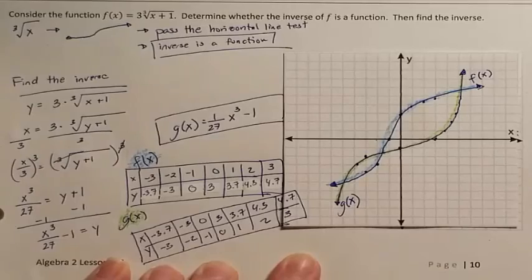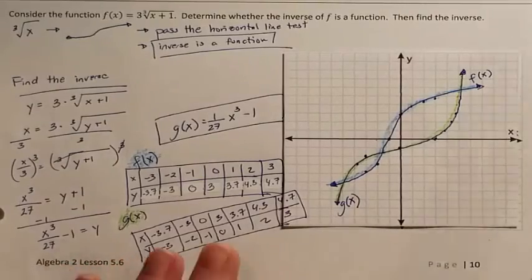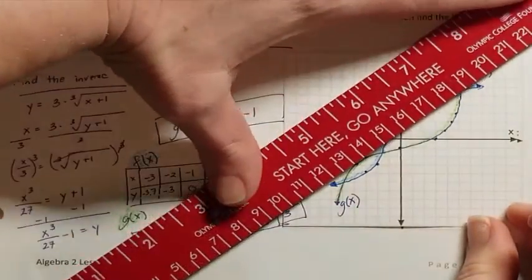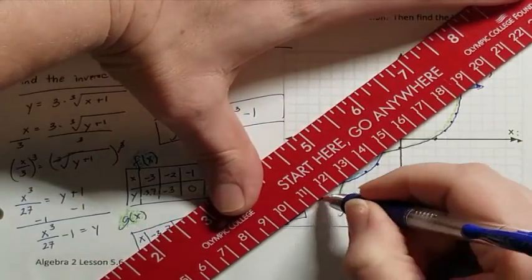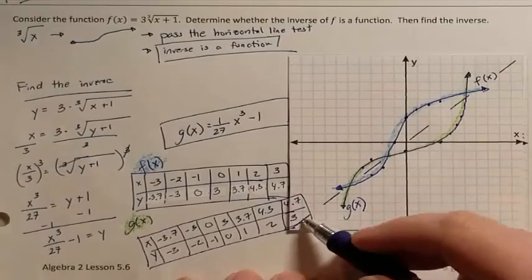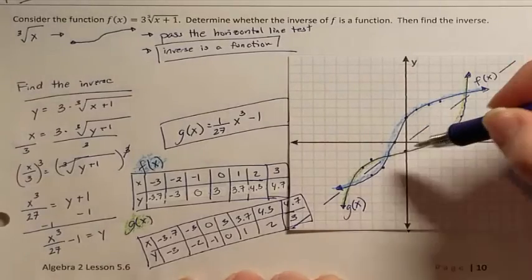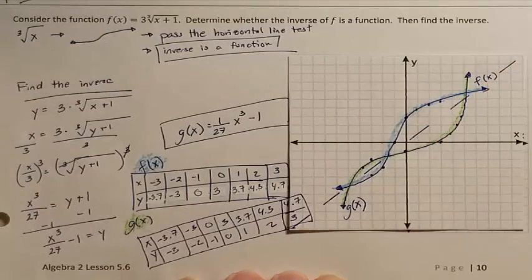Now I just need to make sure that it is an inverse by looking at the reflection line. So here's me graphing my reflection line. Now I see if I were to fold on this dotted line that these lines would all line up. So yes, they are inverses of one another.